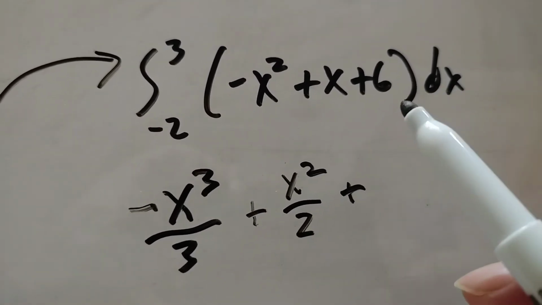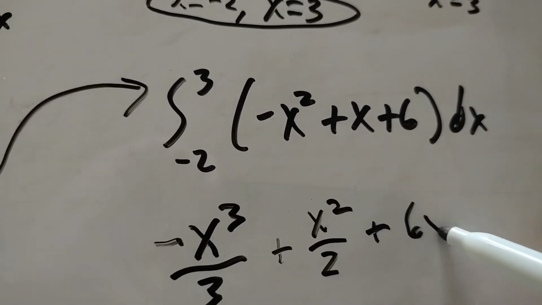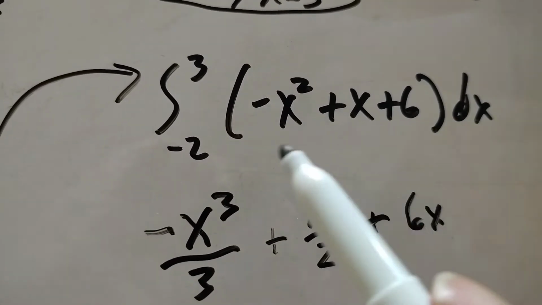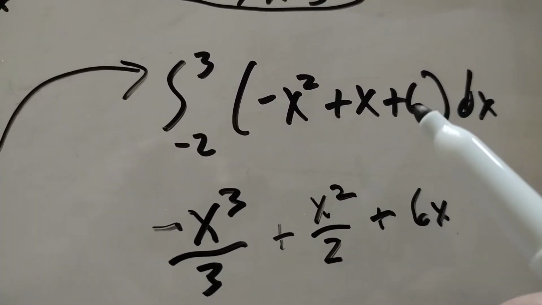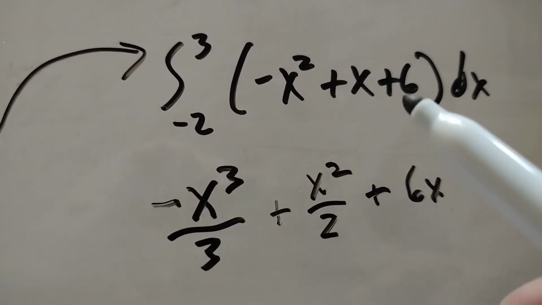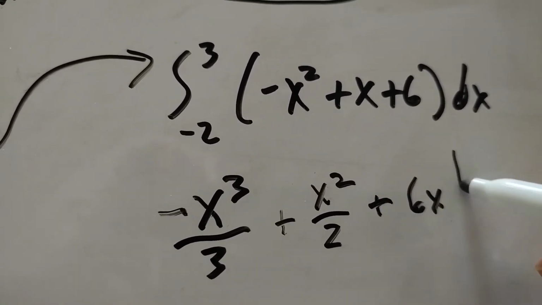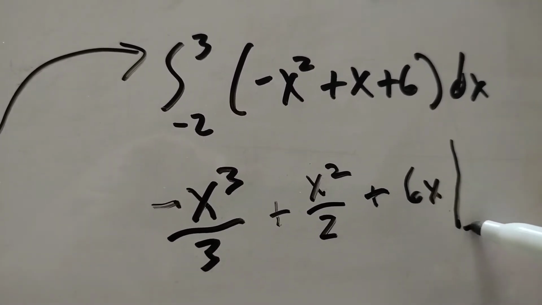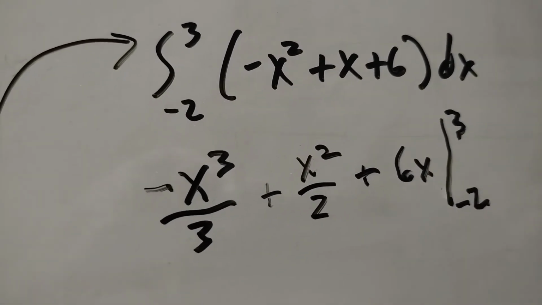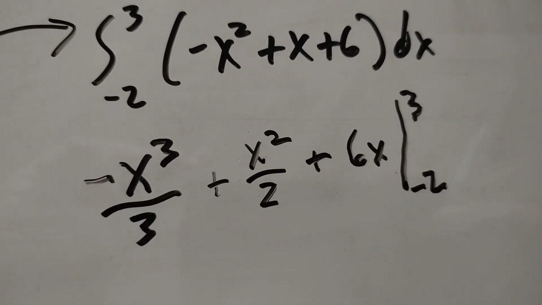Plus, and then what is the integral of a constant? It's going to be that constant times x, so plus 6x. Remember, the derivative of 6 is 0. The derivative of a constant is 0, but we're doing integral. The integral of 6 dx is 6x. And as a check, is the derivative of this antiderivative back to the original? Yes. Now that I have my antiderivative, we draw the evaluation bar, and we're going to evaluate from x equals negative 2 to x equals 3. And when we do this evaluation and subtract, we are going to get our final answer.